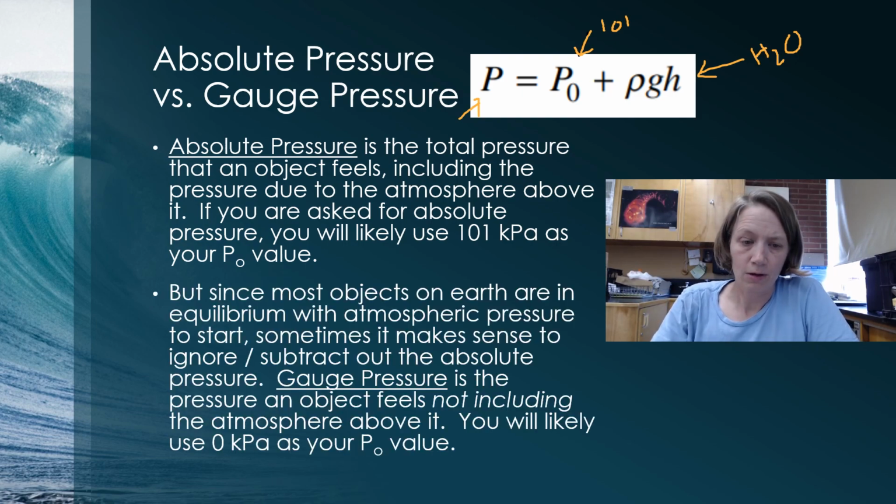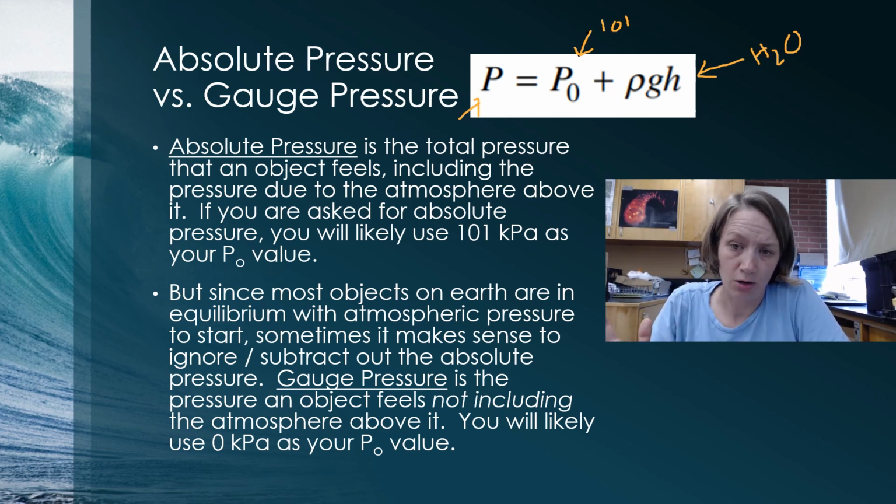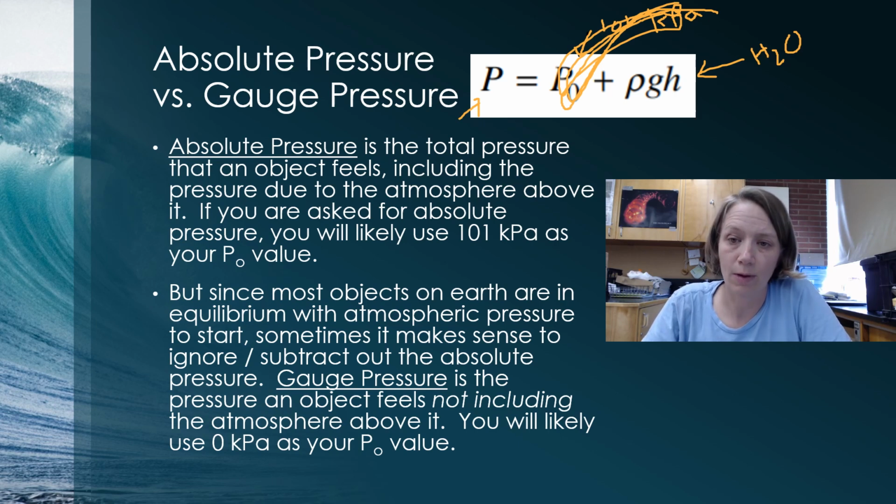Some problems, however, ask for a different kind of pressure. Since most objects on Earth have this 101 kilopascals of atmosphere pushing on us, sometimes it's just annoying to have to add 101 kPa to every single problem. And so they've made another term called gauge pressure, which is basically the same equation but ignoring the atmosphere. So if you're ever asked to find gauge pressure, don't worry about that 101 kPa, just do the pressure due to the fluid without that extra kPa from the atmosphere.